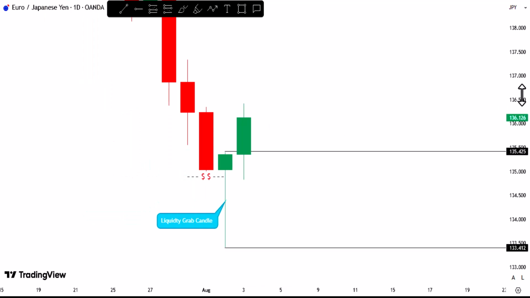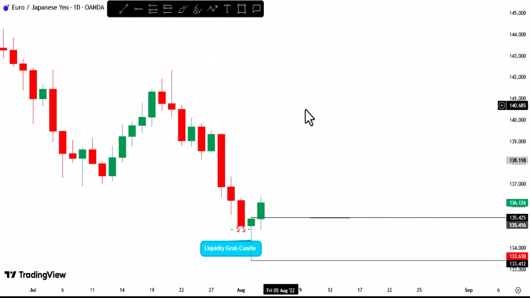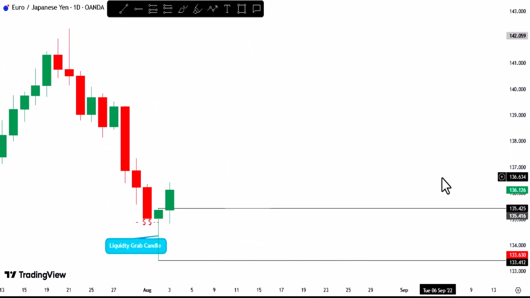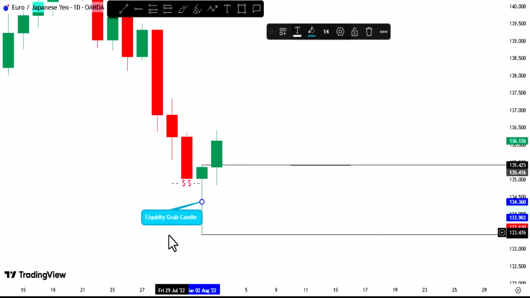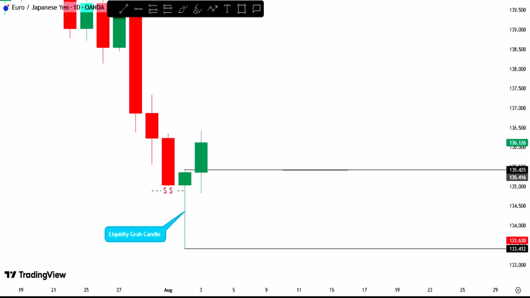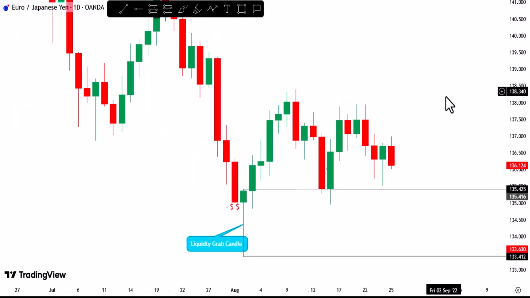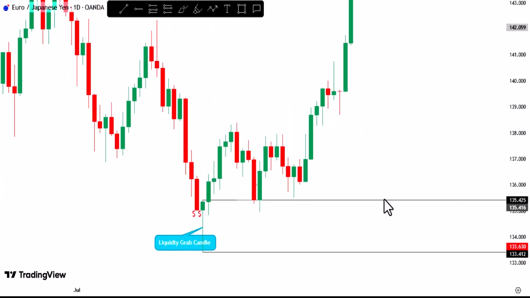We're going to break it down step by step. What a liquidity grab actually is, why smart money creates these traps, and how you can position yourself for high probability entries right where institutions are getting in. No indicators, no lagging signals, just pure price action, market psychology, and smart entries. Let's dive in. Let's start with the basics.